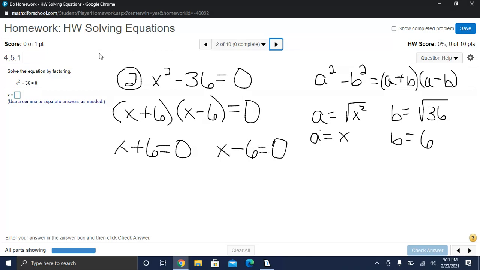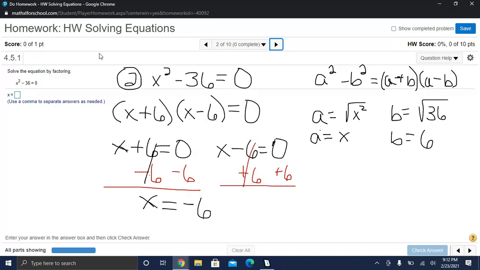So I can solve on the x plus 6 equals 0 by subtracting 6 from both sides of the equal sign. And I'll have the 6's canceling, giving me x equals negative 6. And then I can move to my second equation. I can add 6 to both sides of the equal sign, making those cancel and giving me x equals positive 6.